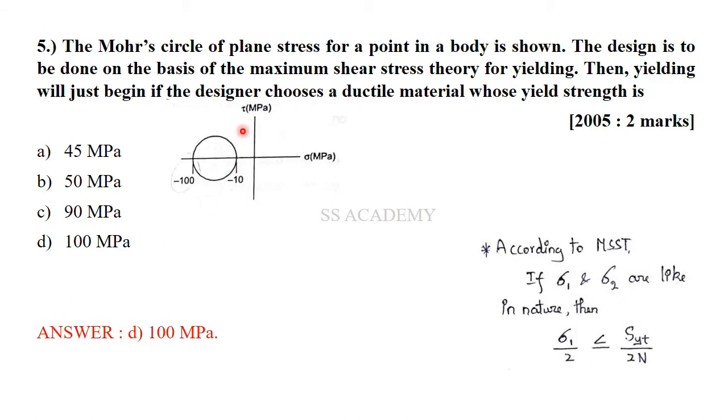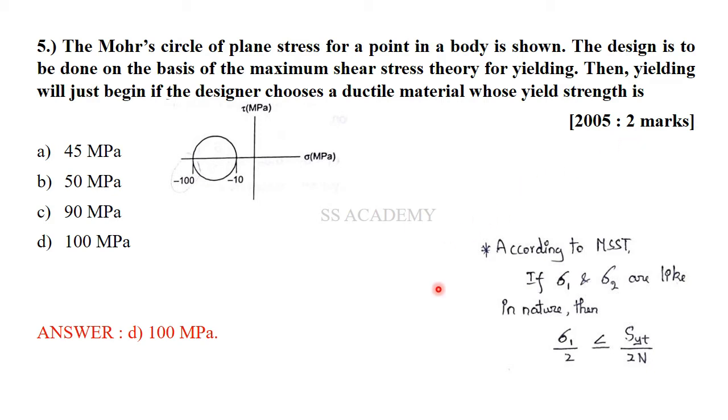The Mohr circle of plane stress for a point in a body is shown below. We know that Mohr circle is drawn only for plane stress condition. The design is to be done on the basis of the maximum shear stress theory for yielding, based on MSST. Then yielding will just begin. They have asked that yielding should just begin, not begin earlier or later. If the designer chooses a ductile material, they have asked the yield strength for the material to be chosen. This is a 2005 GATE question being asked for 2 marks.